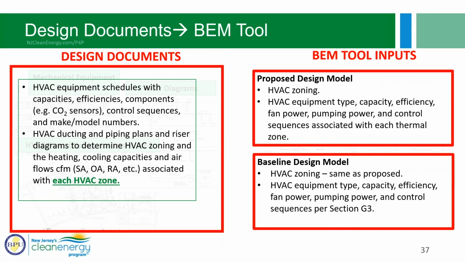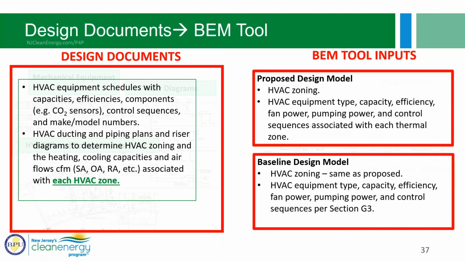We need to capture the equipment type. We need to capture the heating, cooling, airflow, all of those different capacities. We need to capture the efficiency, including the part load performance curves. We need to capture fan power, which needs to be calculated. We need to capture pumping power. We need to capture the control sequence, and all this needs to be done for each thermal zone. So that typically requires quite a bit of organization and some calculations between those design documents and the model.